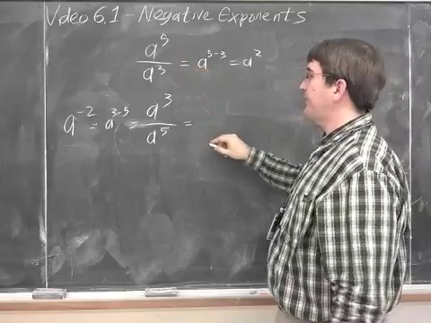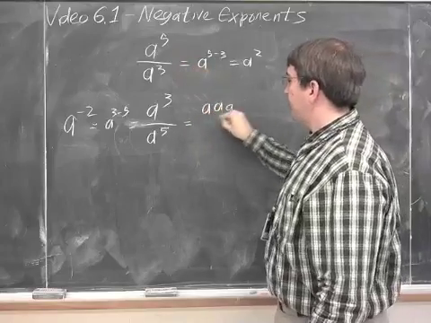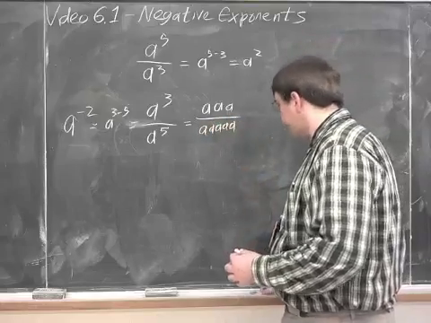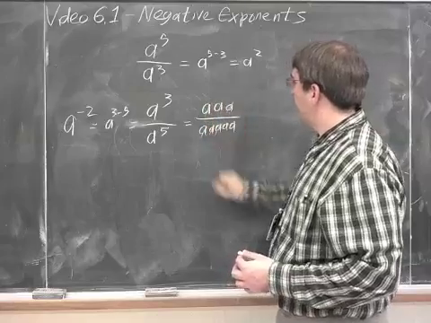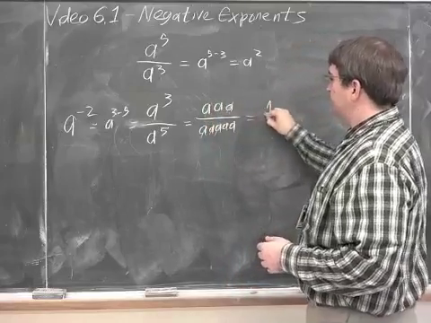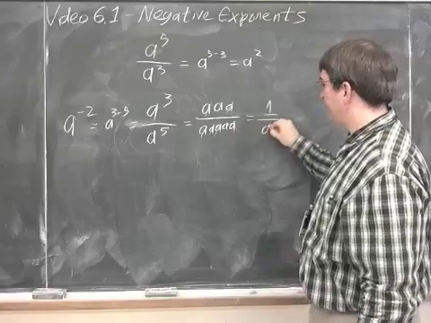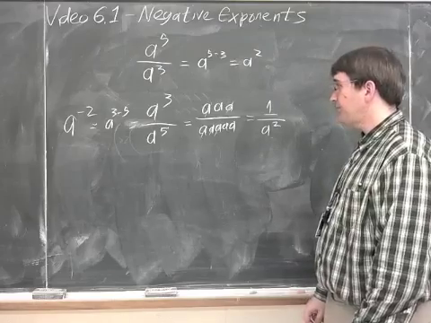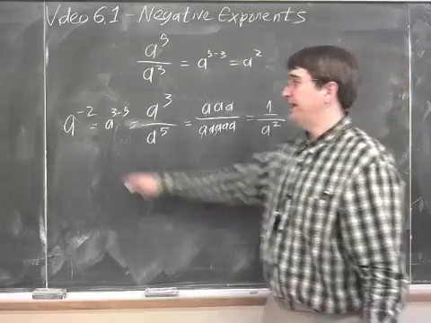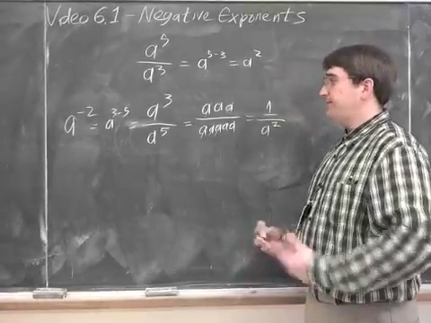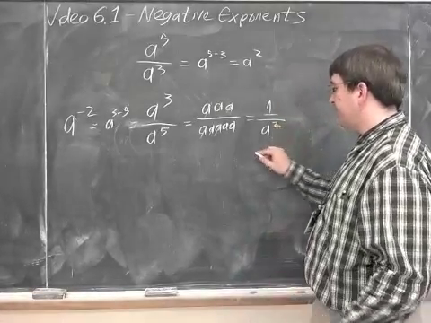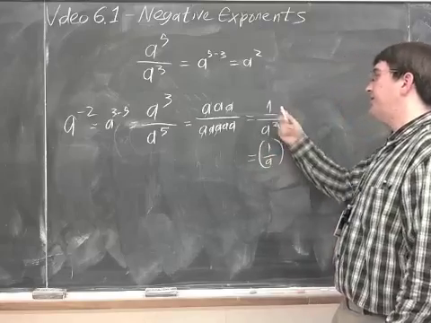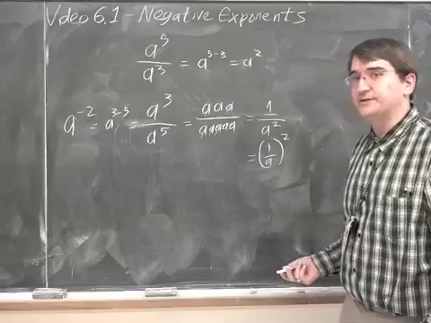But if we do the canceling, we get 3 a's on top, 5 a's on the bottom, and then they cancel. I have a 1 left over on top, and then 2 a's left on the bottom, so I'll rewrite that as a squared. And so this gives me a new definition. When I have a negative exponent, I flip the base. Because I could rewrite this as 1 over a to the power of 2. After all, 1 squared is 1, and so that's not actually going to change anything.